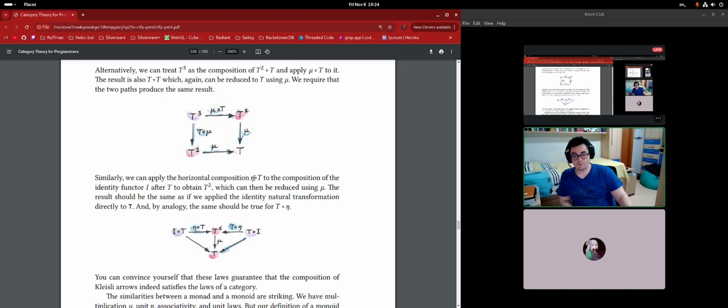No wait, I said it wrong though. To the composition of the identity functor after t, I after t. So t is the first one, right? So you have the first one, you apply identity, which does nothing, right? So you have just t.